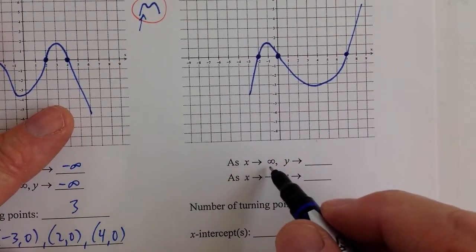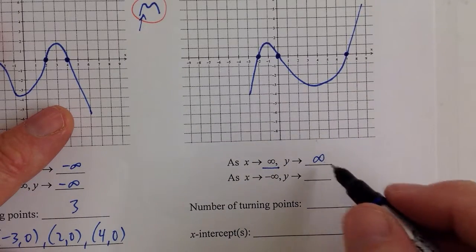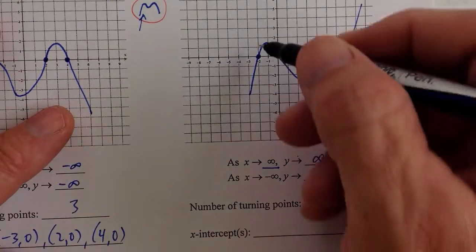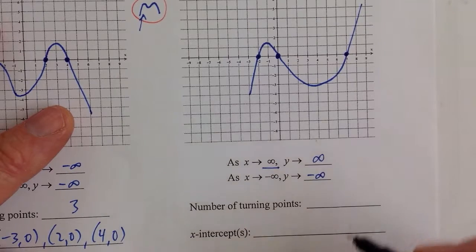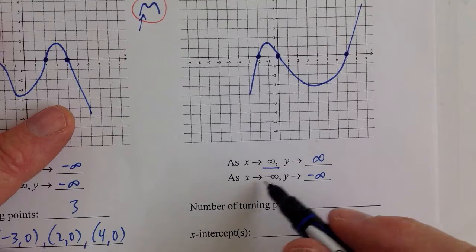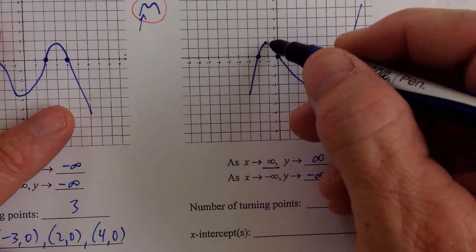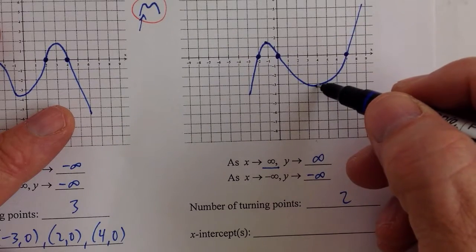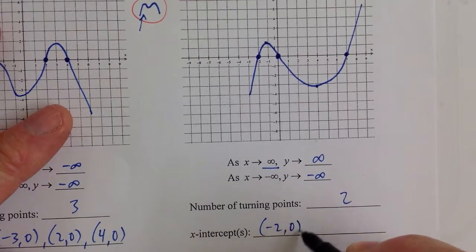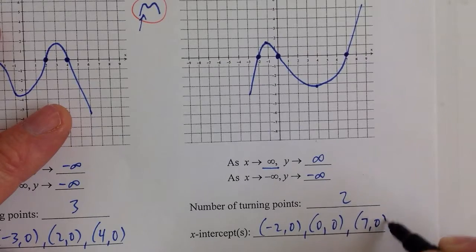And that's it. So we see that as x approaches positive infinity, y goes up toward positive infinity. And then as x approaches negative infinity, if we move to the left on the graph, the y values are getting lower, and that would mean we would write that as y approaches negative infinity as x approaches negative infinity. There are two turning points, one relative maximum, one relative minimum. And the x-intercepts, like I said, we already talked about: negative 2, 0; 0, 0; and 7, 0.